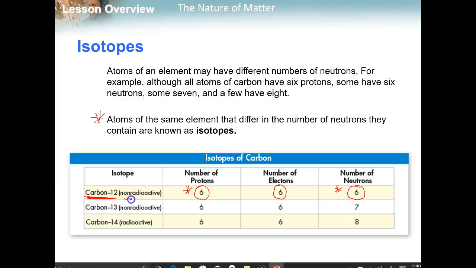Now notice this word non-radioactive. We're going to get back to that in a minute, so we're not going to focus on that just yet. But sometimes with carbon, the number of neutrons can differ from the number of protons, so that when we add this together, we're going to get 13 as the atomic mass. So we're going to call this type of carbon carbon-13. It's still carbon because it has 6 protons, but the weight of it is different because it has 7 neutrons.